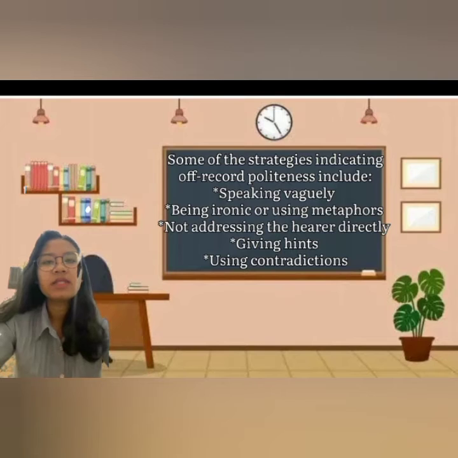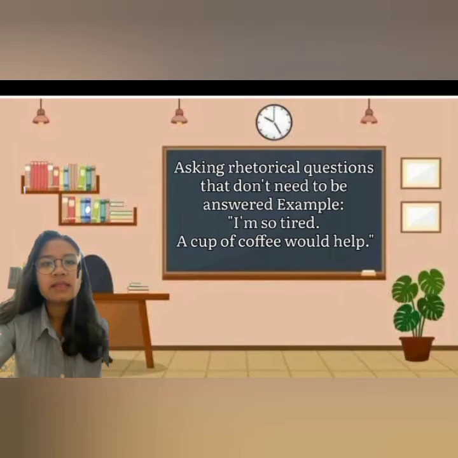Some of the strategies in off the record politeness include: 1. Speaking vaguely. 2. Being ironic or using metaphors. 3. Not addressing the hearer directly. 4. Giving hints. 5. Using contradictions. 6. Asking rhetorical questions that don't need to be answered. Example: I'm so tired. A cup of coffee would help.